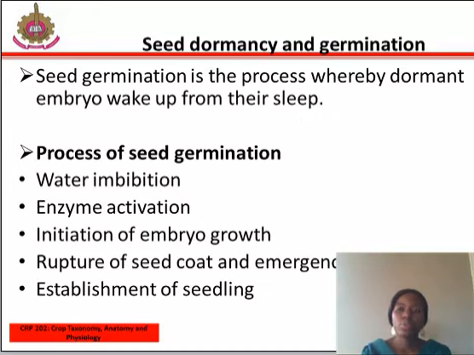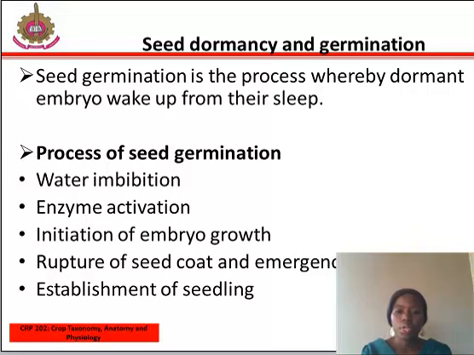Seed germination is the process whereby dormant embryos wake up from their sleep. It is the awakening of sleeping dormant embryos. The process of seed germination includes: 1. Water imbibition. Water is absorbed through natural openings in the seed coat. The water causes the cells to become turgid and the seed expands in volume, thereby making the seed coat more permeable to oxygen and carbon dioxide gases.